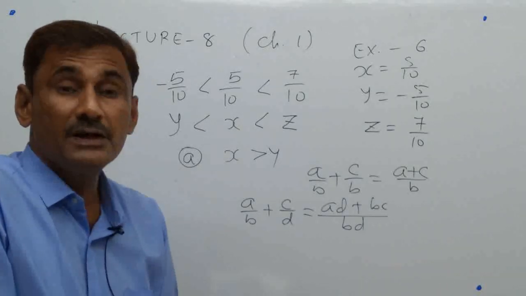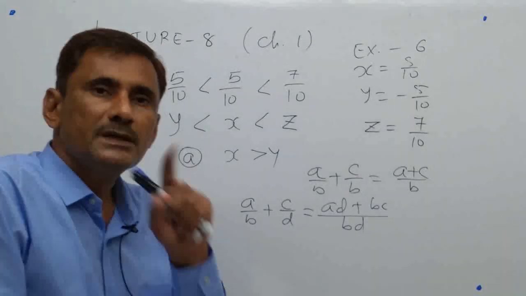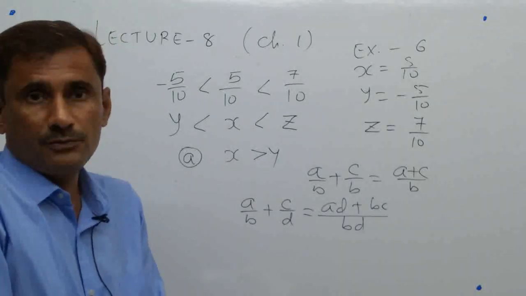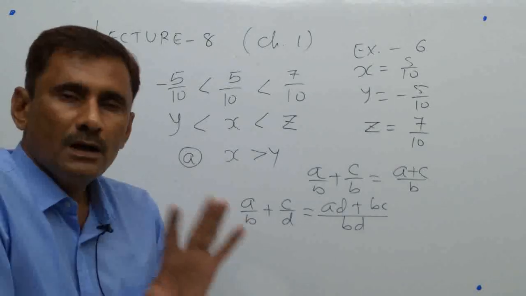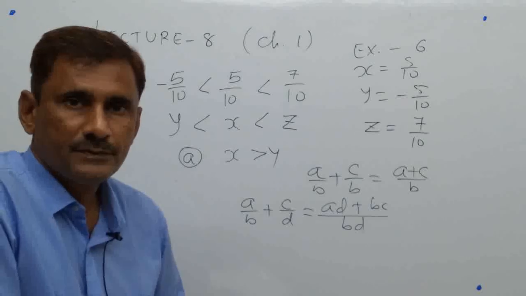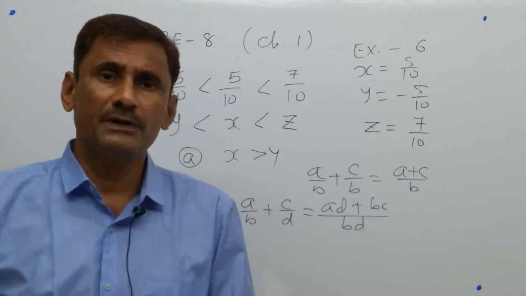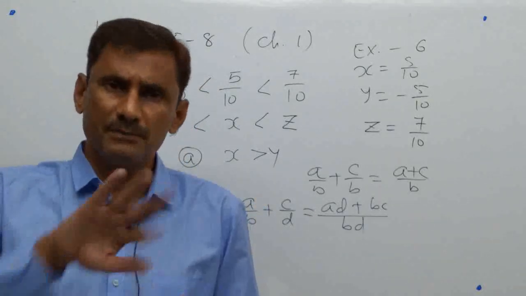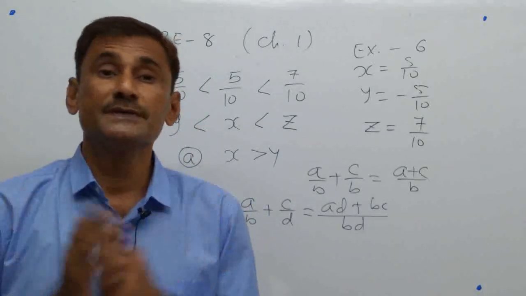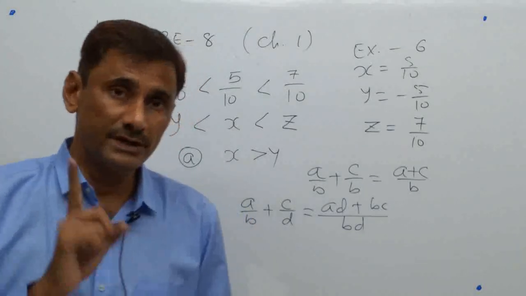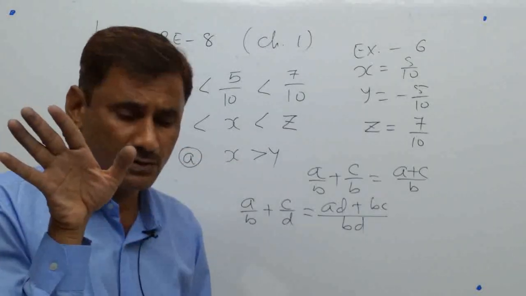Two rational numbers can be added in any order. This is called commutative property. First one was closure property. Second one is commutative property. Commutative property means sequence is not important. In addition, obviously, 3 plus 2 is 5, 2 plus 3 is also 5. 5 plus 10 is 15, 10 plus 5 is also 15. So sequence is not important at all, so you can say commutative property is there. We are talking about addition only, not subtraction. In subtraction, no commutative property is there.